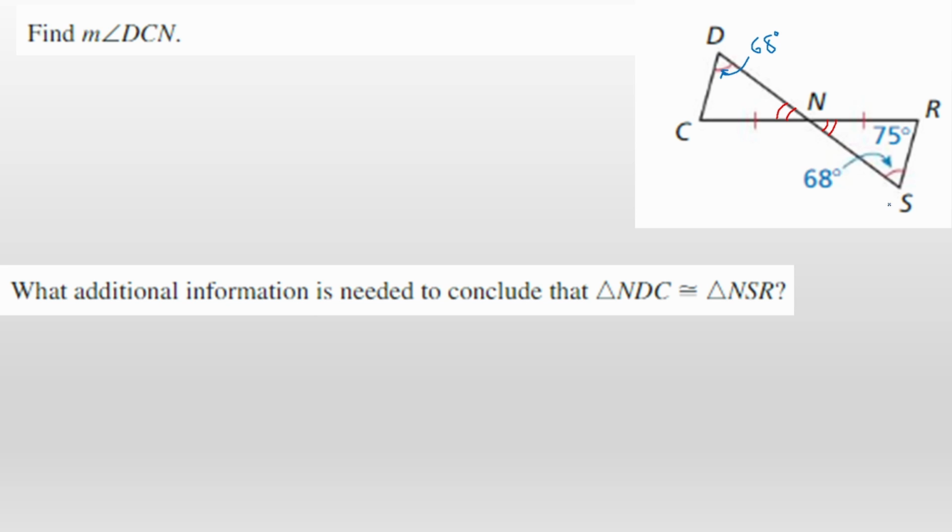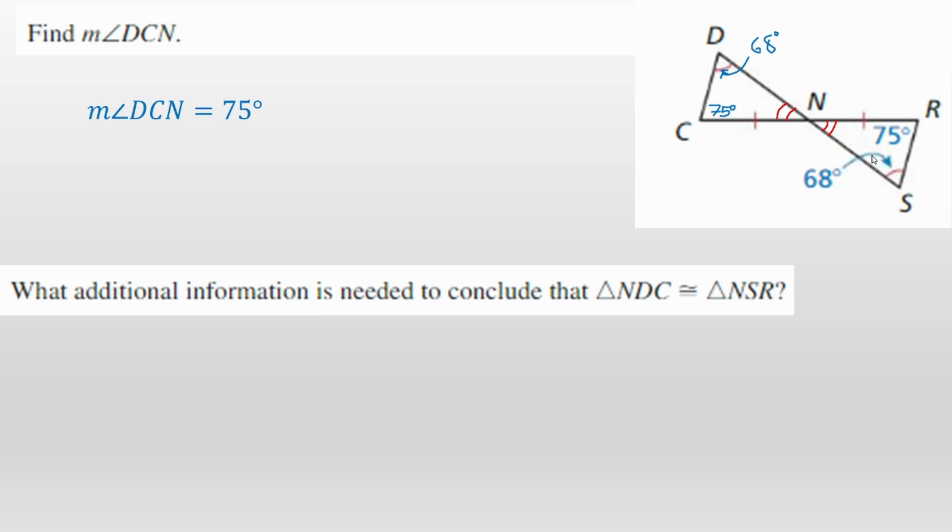And I have two pairs of angles that are congruent, which leads me to believe that the third pair must also be congruent. So that would be angle R and angle C. And since R is 75, it seems reasonable to me that I would say that this is also 75 degrees, which it is. And then it says what additional information would be needed to conclude that the two triangles in their entirety are congruent.